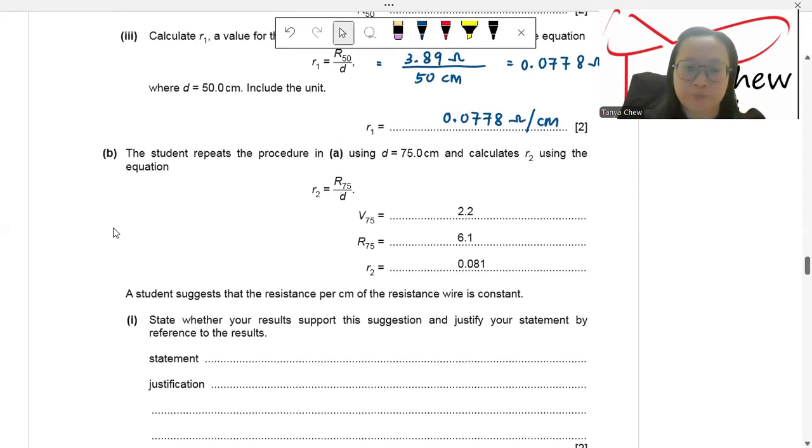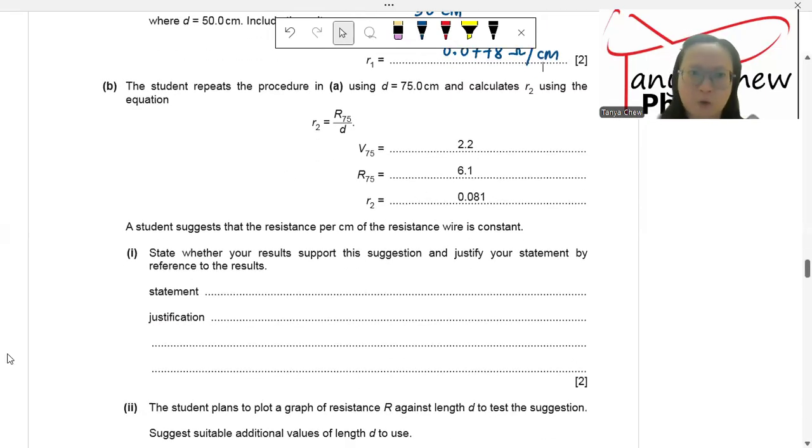B, the student repeats the procedure in A using D equal to 75 cm and calculates R2 using the equation R2 is equal to R75 divided by D. A student suggests that the resistance per cm of the resistance wire is constant. Now the first part: state whether your results support this suggestion and justify your statement by reference to the results.